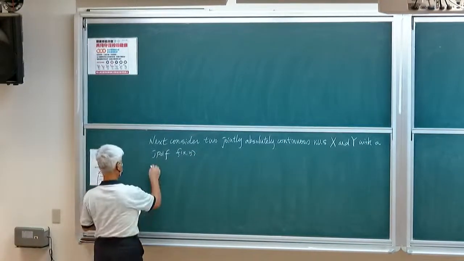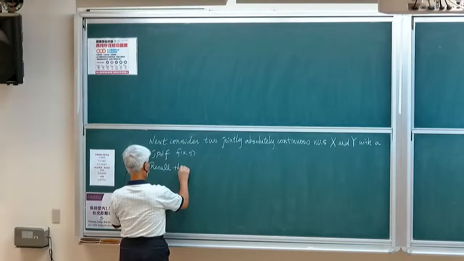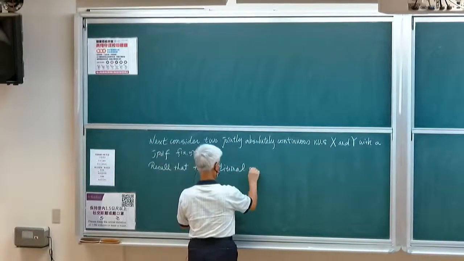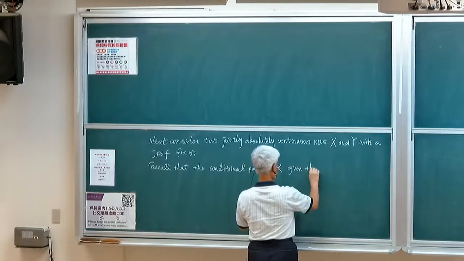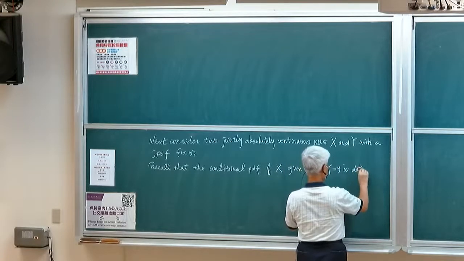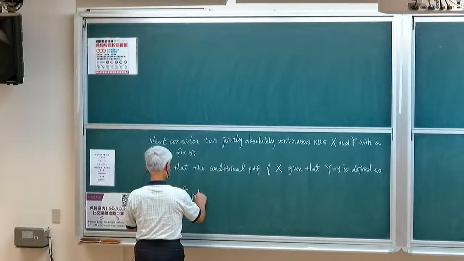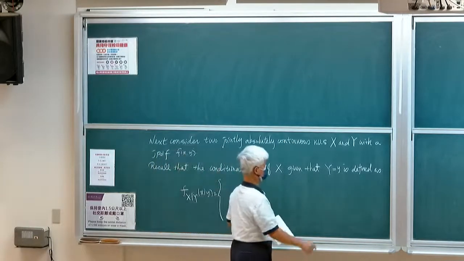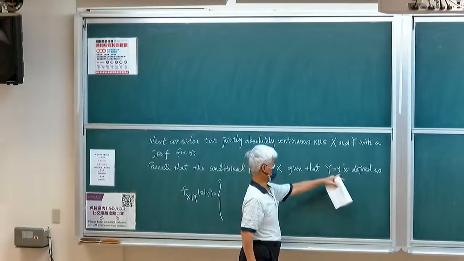Okay, and we recall in chapter 6 that the conditional PDF of random variable X given that capital Y is equal to little y is defined as follows. It depends on the marginal PDF of random variable Y being positive at little y.